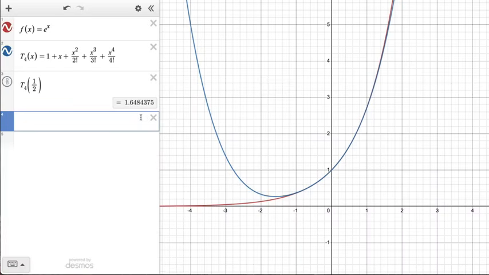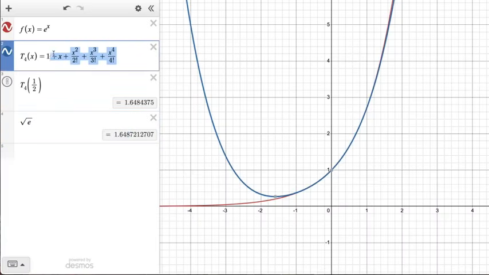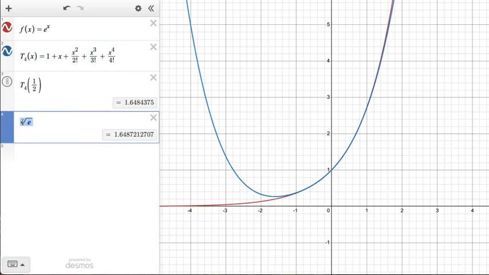Let's compare that to the true value of the square root of e. That's 1.6487, very, very close. In fact, these two values match up to the 1,000th place. In other words, our 4th degree polynomial gave us a very good approximation for this complicated transcendental value of the square root of e.